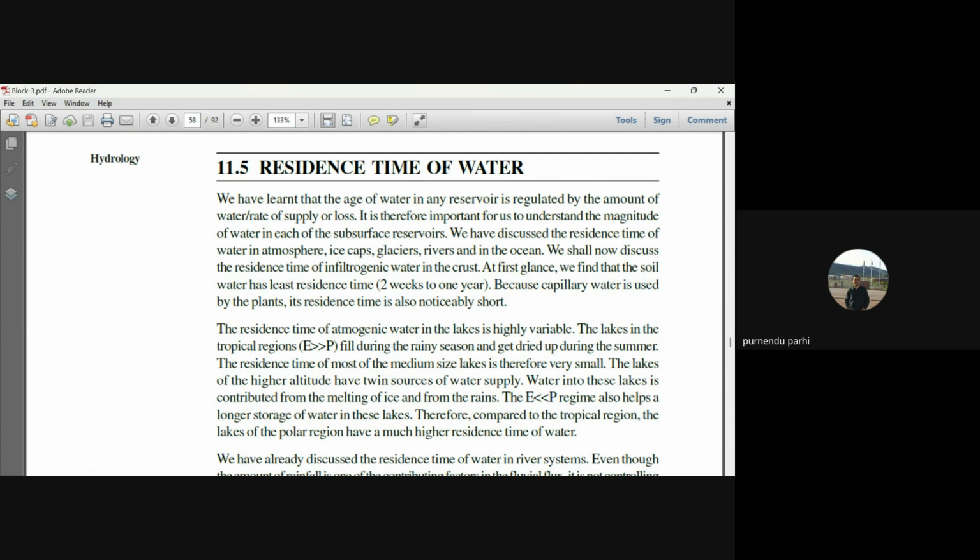At first glance, we find that soil water has the least residence time, 2 weeks to 1 year. Because capillary water is used by the plants, its residence time is also noticeably short. The residence time of infiltrogenic water in a lake is highly variable. Lakes in the tropical region fill during the rainy season and get dried up during the summer. The residence time of most medium-sized lakes is therefore very small. Lakes at higher altitude have a twin source of water supply. Water into these lakes is contributed from the melting of ice and from the rain.